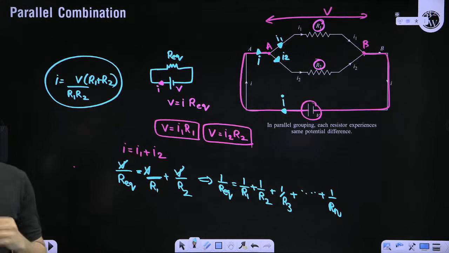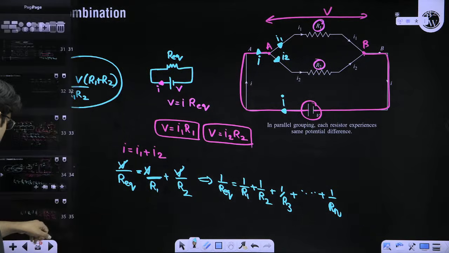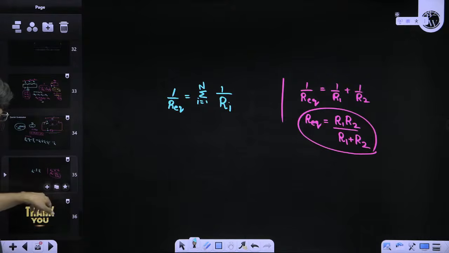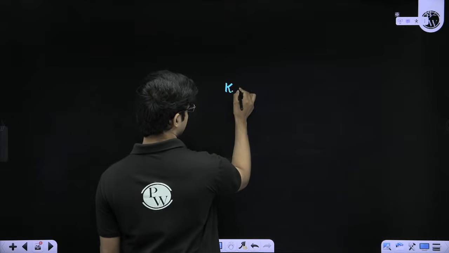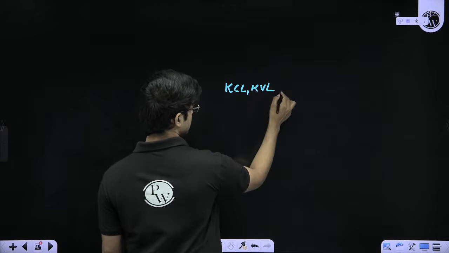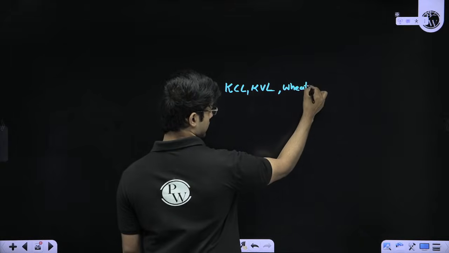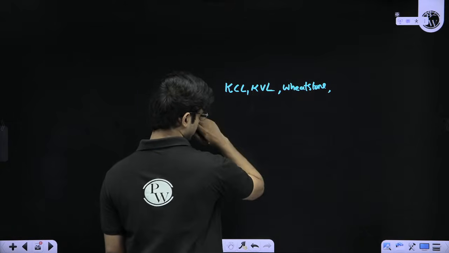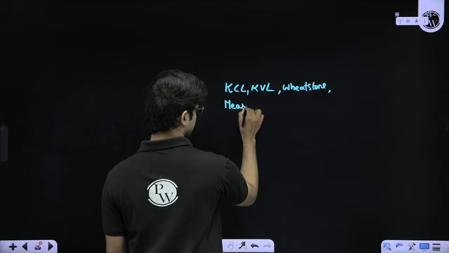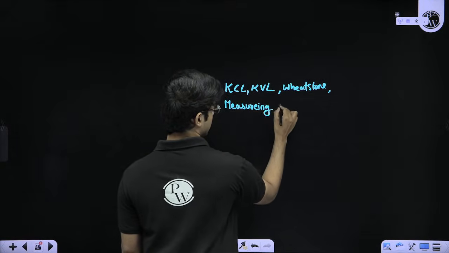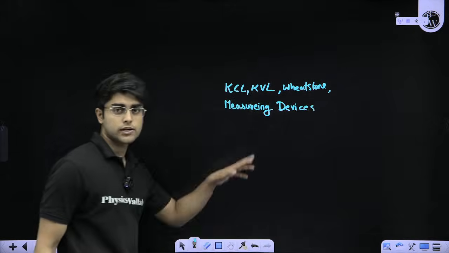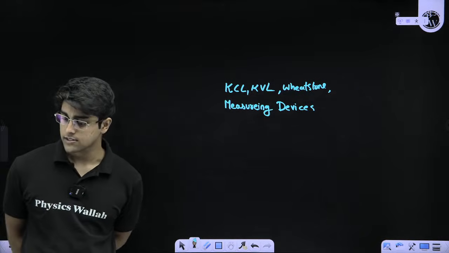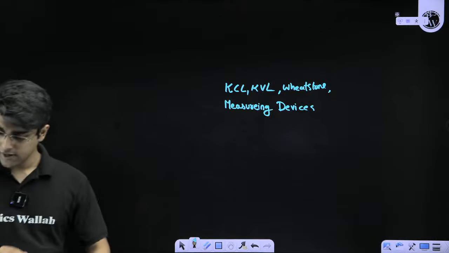Okay guys, so I guess the time is up. There are more things we had to discuss. In current electricity, we'll have an additional lecture. In that lecture, we will cover KCL, KVL, Wheatstone bridge, and the measuring devices like galvanometer, ammeter, those things. There are a lot of things left. We will cover that in the next lecture. So today's lecture is ending here.